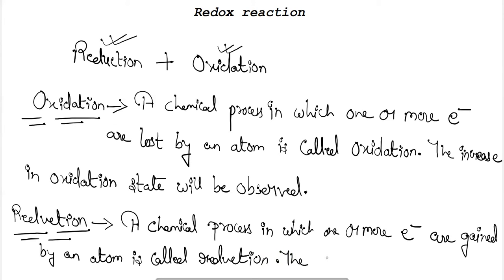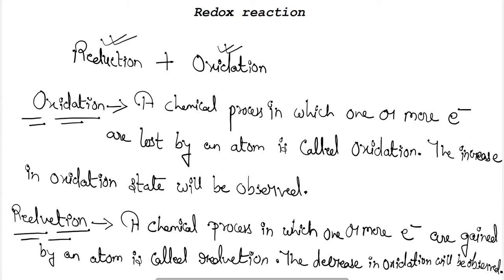So a decrease in oxidation state will be observed in reduction. Both these processes, the chemical process of oxidation and the chemical process of reduction: if we observe an increase in oxidation state, it will be termed as oxidation, and if we observe a decrease in oxidation state, then it will be reduction.